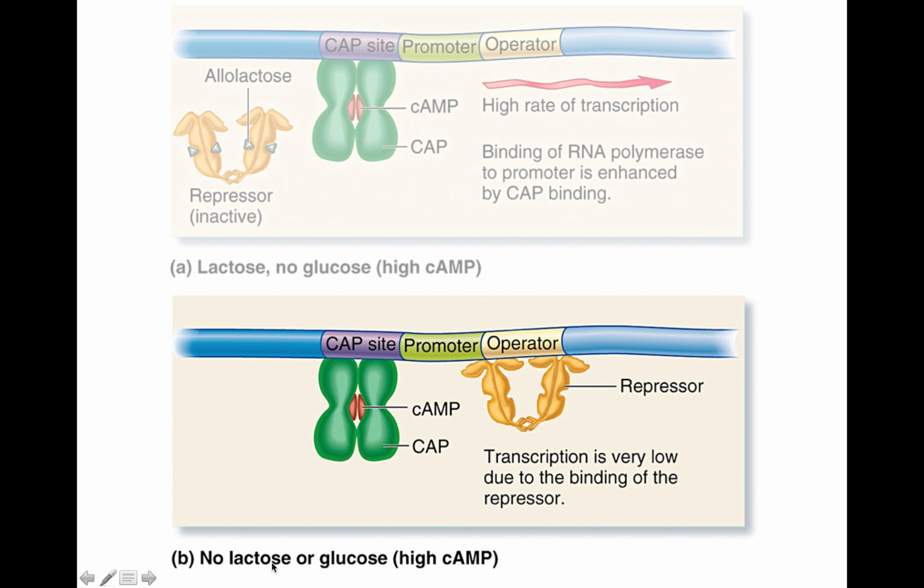However, if there is no lactose or glucose around, then you really don't want to produce all the proteins from the Lac operon because there's no lactose to metabolize. So even though the catabolite activator protein is bound to its CAP site because there are low glucose levels, the repressor will also be bound and will prevent transcription. It's very low due to the binding of the repressor.